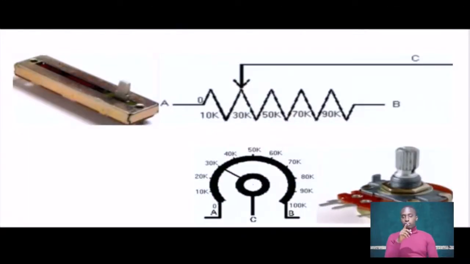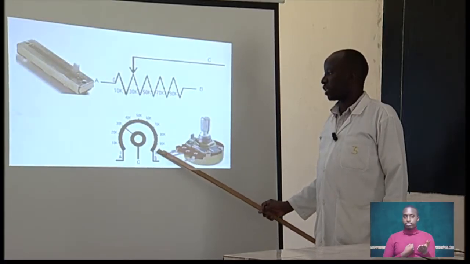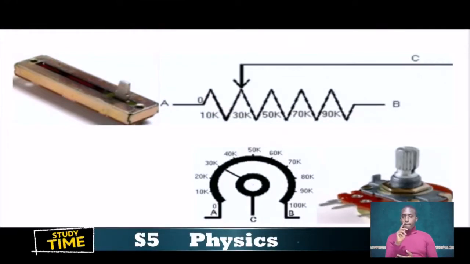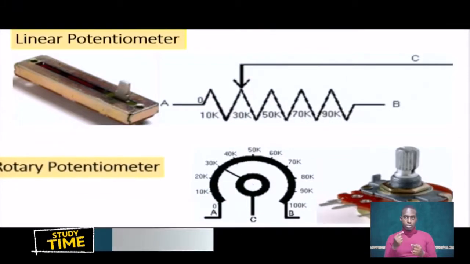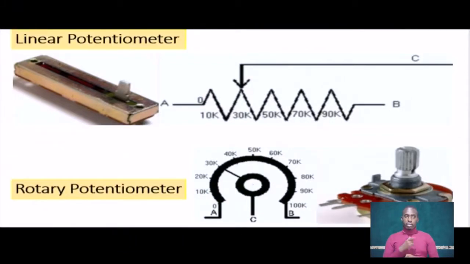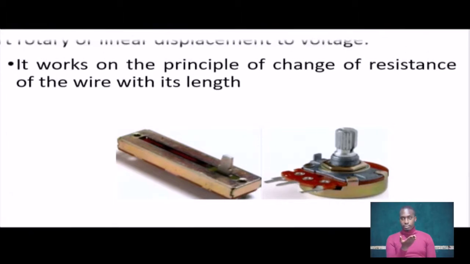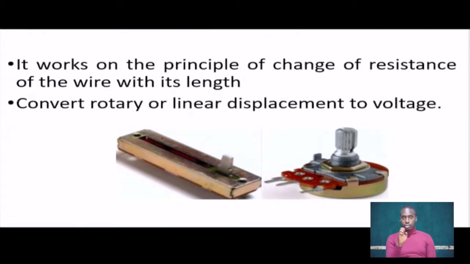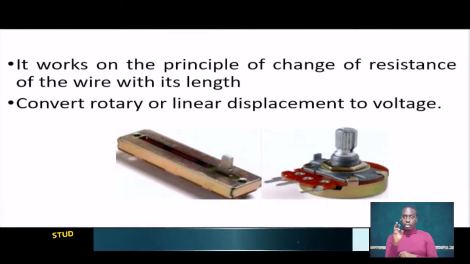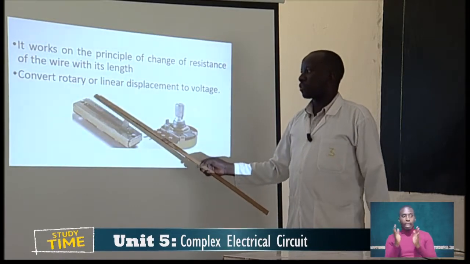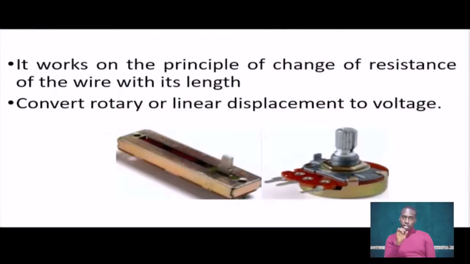Then we have this rotary potentiometer. These are two potentiometers that I can show you right now, but I hope you still remember what we have discussed. Now we have linear potentiometers, as I've said, and the rotary potentiometer. It works on the principle of changing the resistance of the wire with its length. I hope you remember that. And it converts the rotary or linear displacement to voltage.